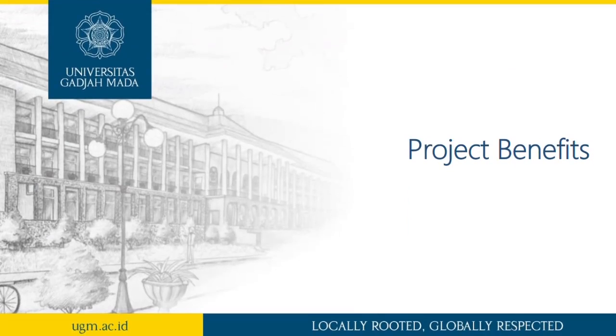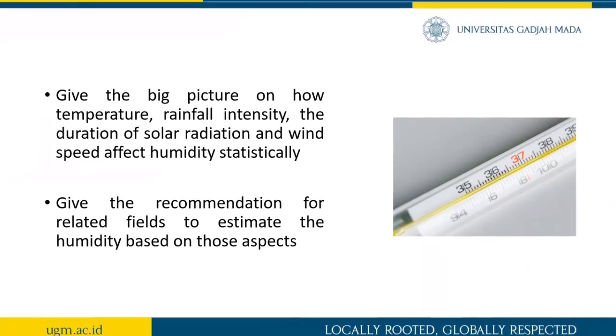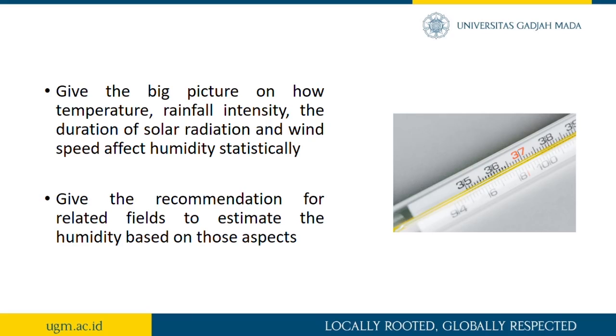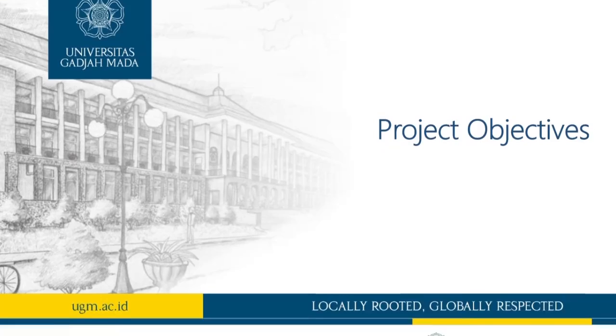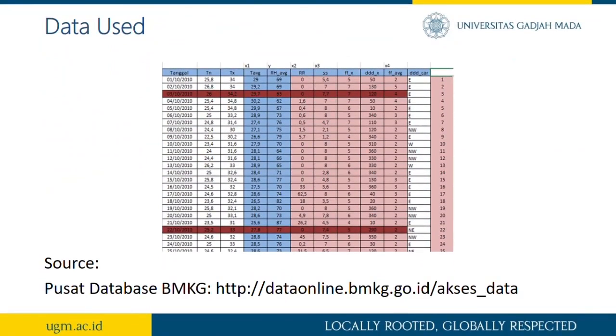As for the project benefits, we hope that this project could give the big picture of how temperature, rainfall intensity, the duration of solar radiation, and wind speed affect humidity statistically. We also hope that we could give recommendations for related parties in related fields to estimate humidity based on those aspects. For this project, we use data collected by Badan Meteorologi, Klimatologi, dan Geofisika or BMKG, and we access the data from the website dataonline.bmkg.go.id/access_data.